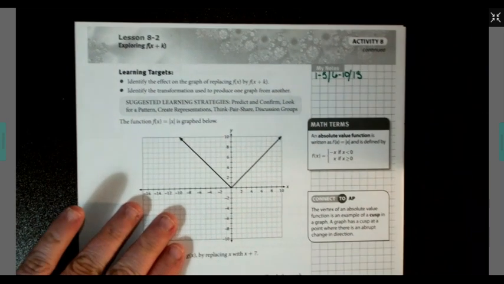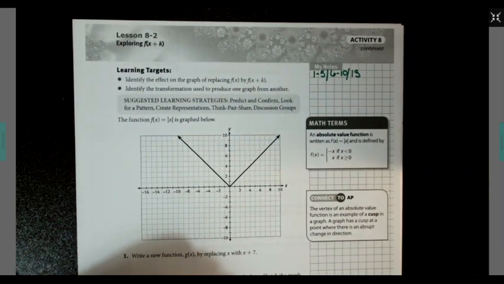All right, here in lesson 8-2, we're covering exploring f of x plus k in parentheses. Now, in the previous lesson, we learned what the effect of adding a k outside would be, and it did a vertical translation. We either moved up or down depending on the sign, and we moved the number of units. Here in this lesson, we're going to split the lesson into 3 separate sections.